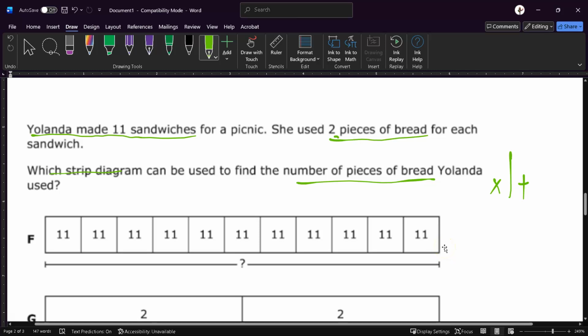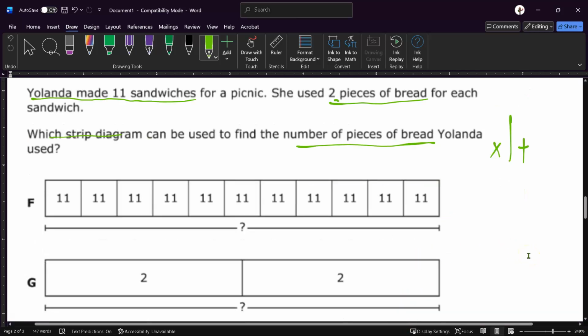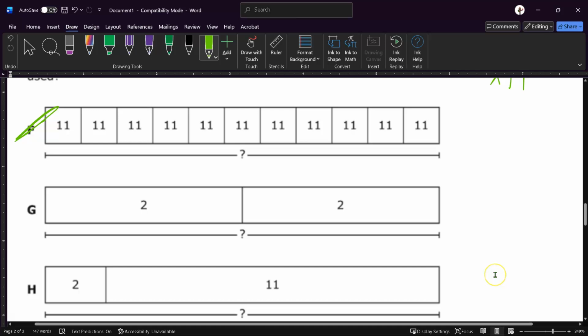She used 2 pieces of bread for each sandwich. So she used 2 pieces of bread for 1 sandwich. So 1 sandwich equals 2 pieces of bread. So let's look at F. We don't even have a 2 anywhere. So F is out. G. We have 2 and 2. Well, what does that mean? That means that it's just 4.